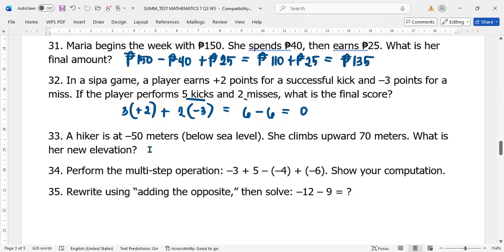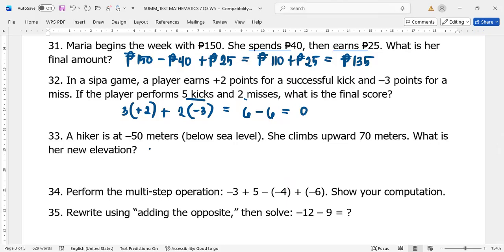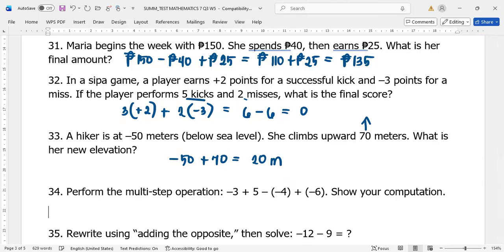A hiker is at negative 50 meters below sea level. She climbs upward 70 meters. What is her new elevation? Okay, so at negative 50 at the starting point, then climb upward, so that will be positive 70. So negative 50 plus 70, that will be positive 20 meters.